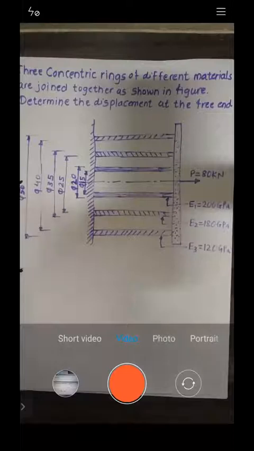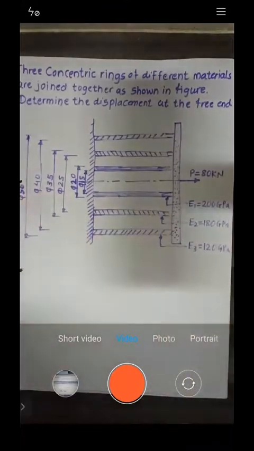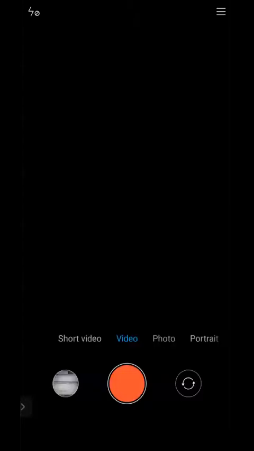What they have asked, basically they have asked a simple question: calculate displacement at the free end. So what is the displacement at this end? So tell me how to solve this problem.